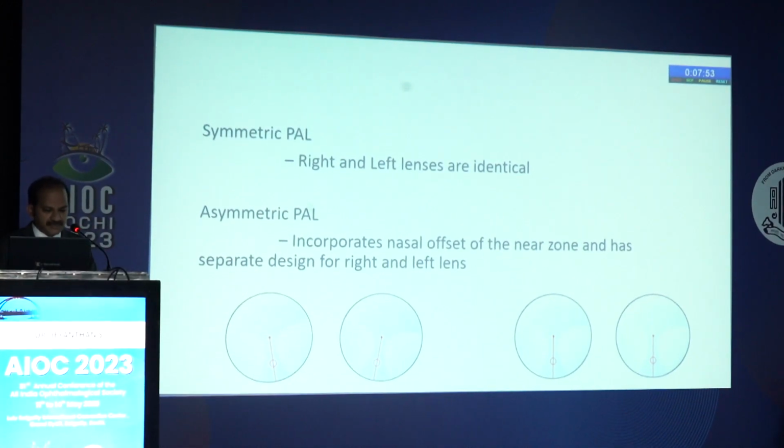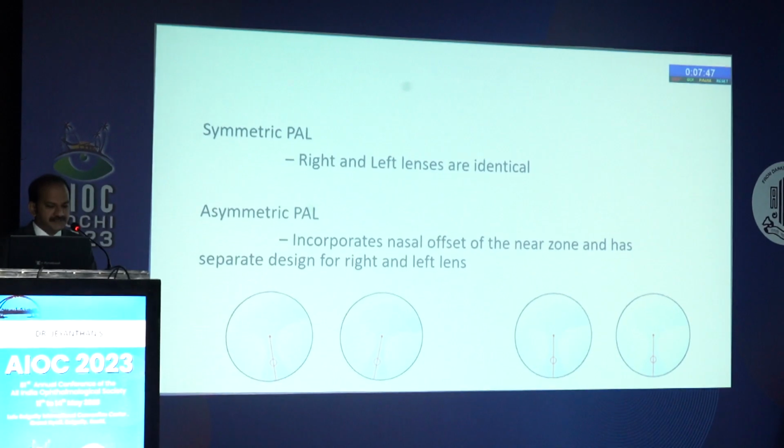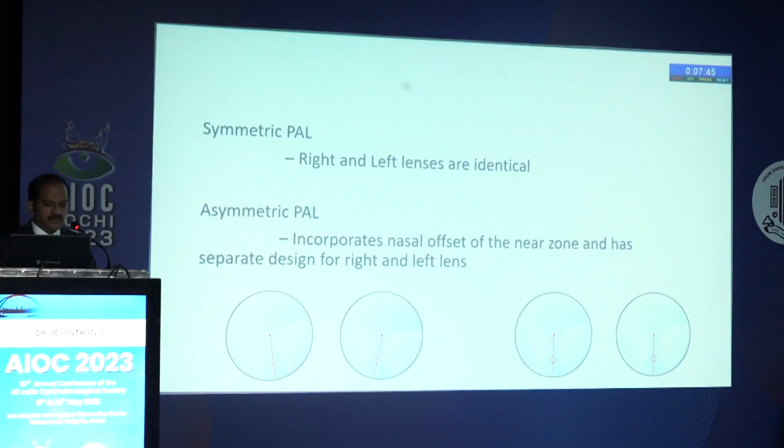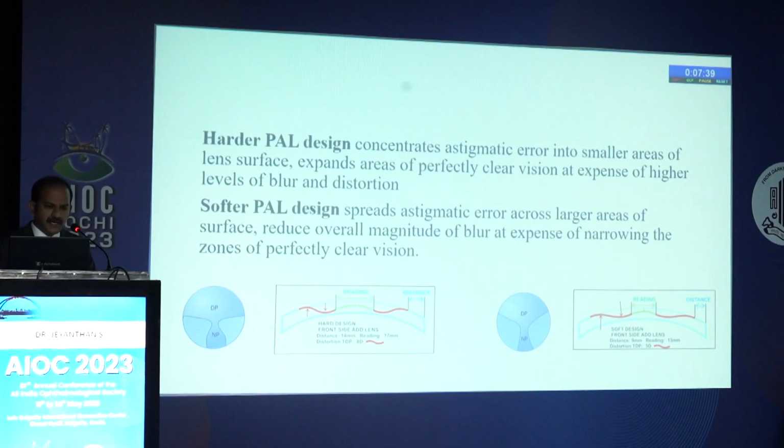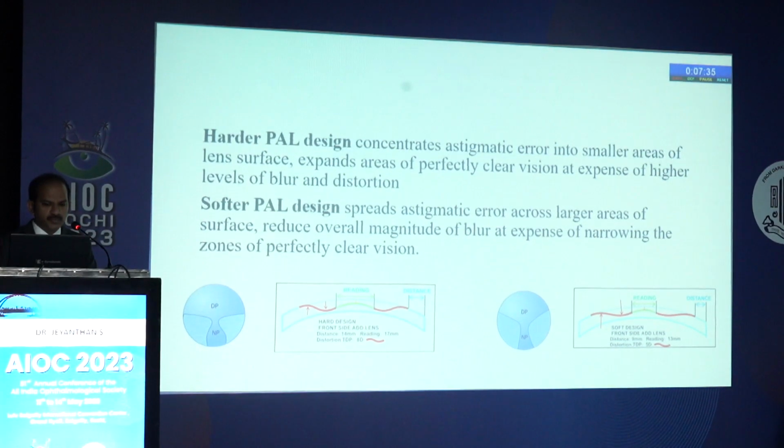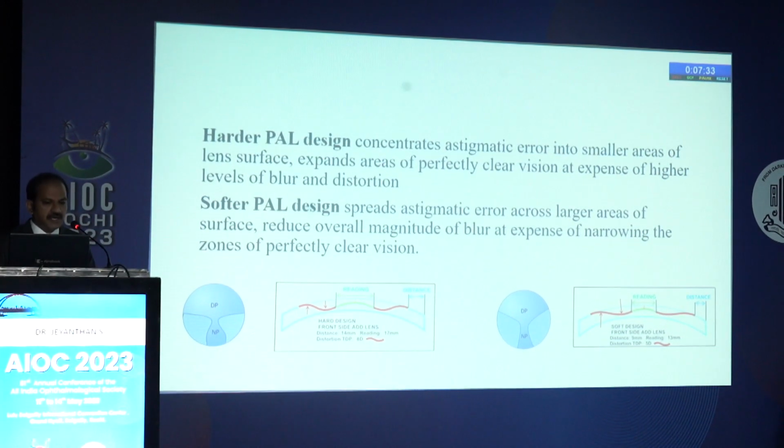And the most recent advancement is the horizontal symmetric, where the astigmatic pattern is also decentered so that the patient doesn't have an extra distortion when they are reading. Hard and soft lenses. Harder design concentrates the astigmatic error, that is the blend zone, into a smaller area of lens surface, thereby expanding the area of perfectly clear vision, but at the expense of a higher level of blur and distortion.